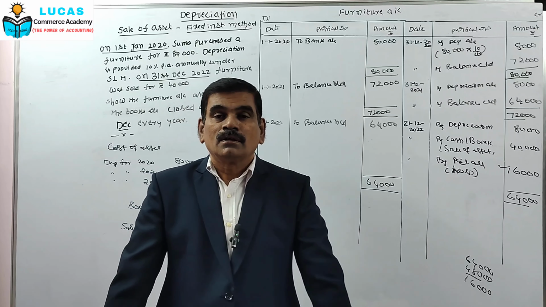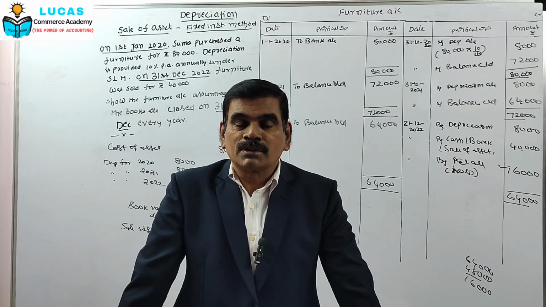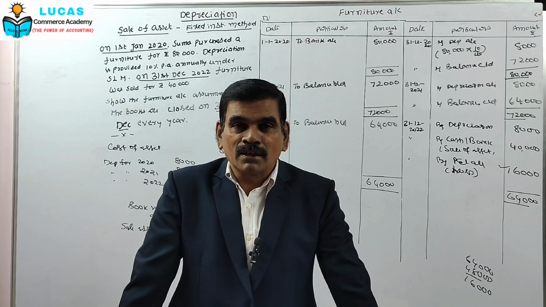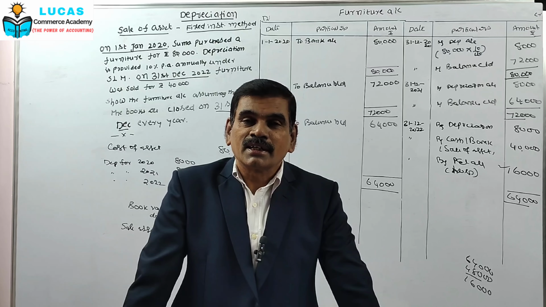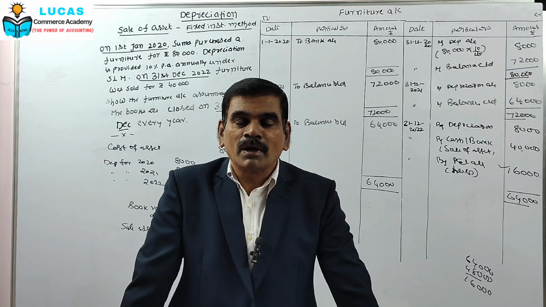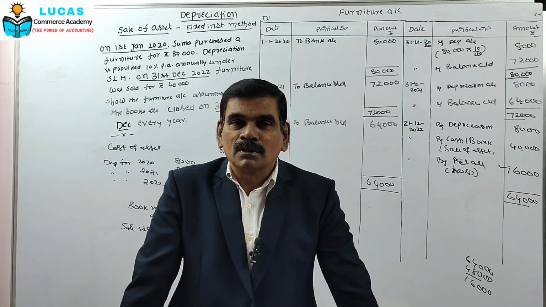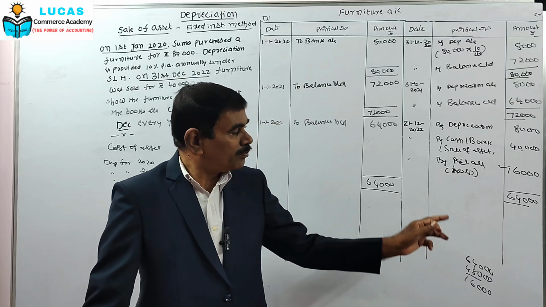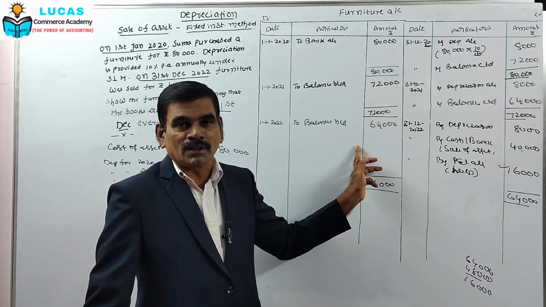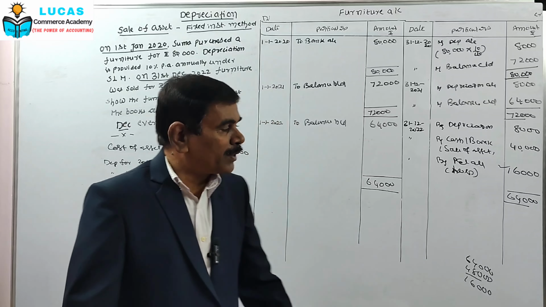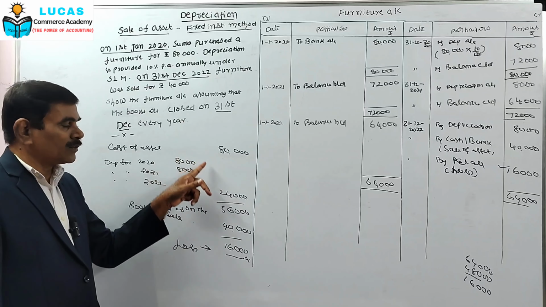In the year of sale, we have to follow 3 steps. Step 1, calculate depreciation from the commencement of that year to the date of sale. Then second step, make a journal entry for sale of asset. The journal entry is cash or bank account debit to asset account. Then third step, ascertain the profit or loss by way of balancing figure by closing the furniture account. This profit or loss can also be ascertained by preparing a working note. So this is the working note.